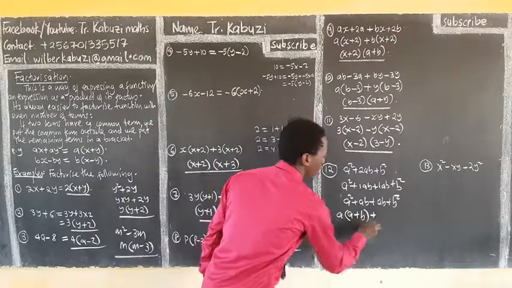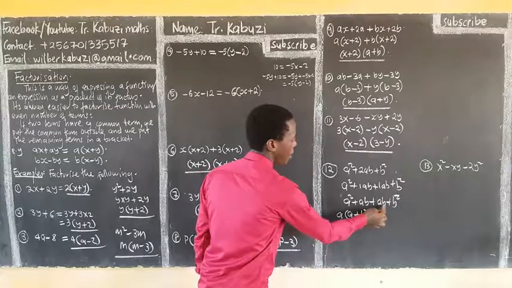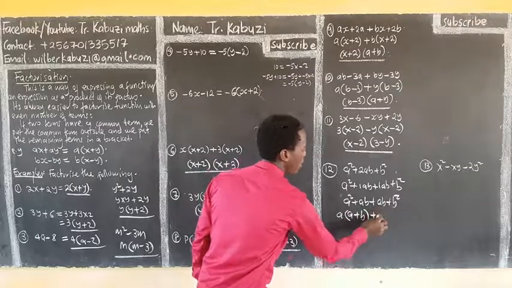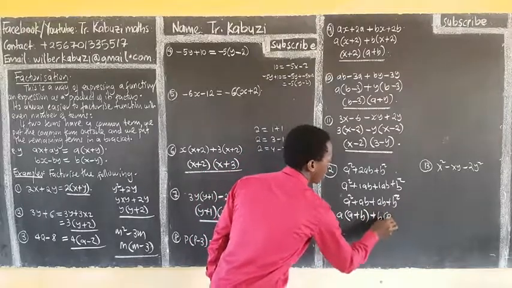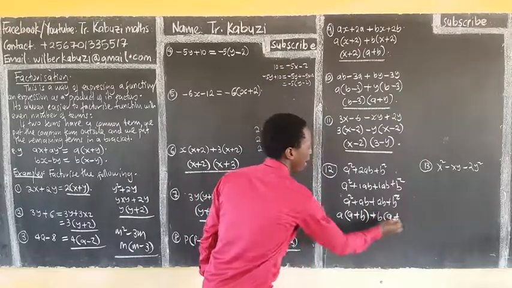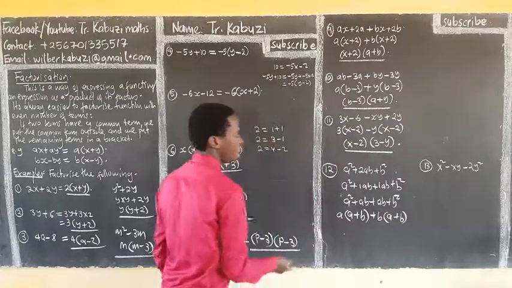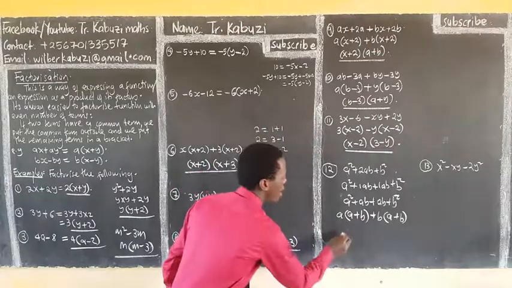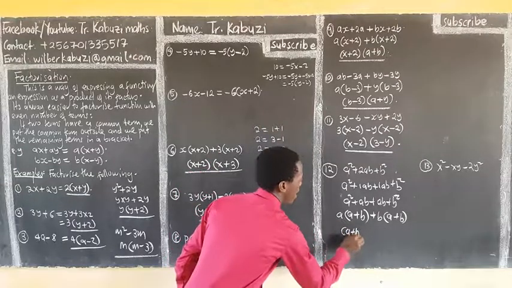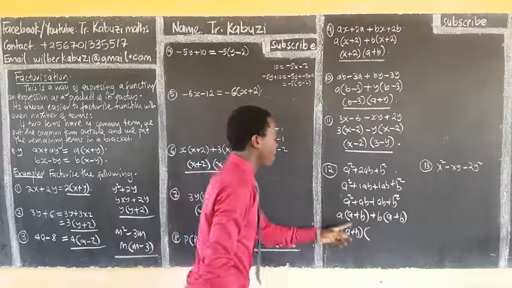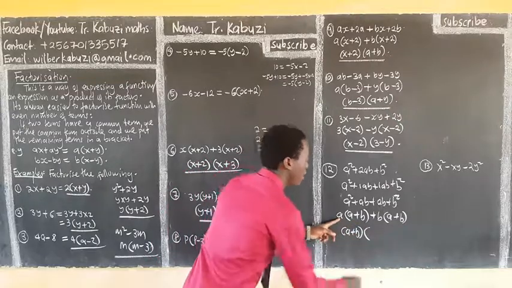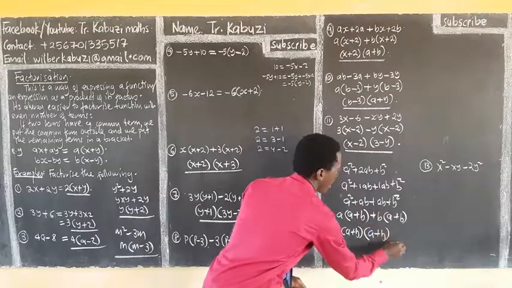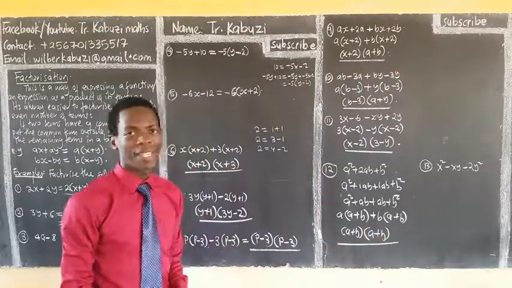Then what is common here? We have a here, here we don't have a. We have b, we have b, so b is common. When I remove a b here, I remain with a. When I remove a b here, I remain with 1b. Now, is there anything common? This and this are common. So this will now be (a plus b) into. When I remove a plus b here, I remain with a. When I remove a plus b here, I remain with b. And now I have factorized that with ease.